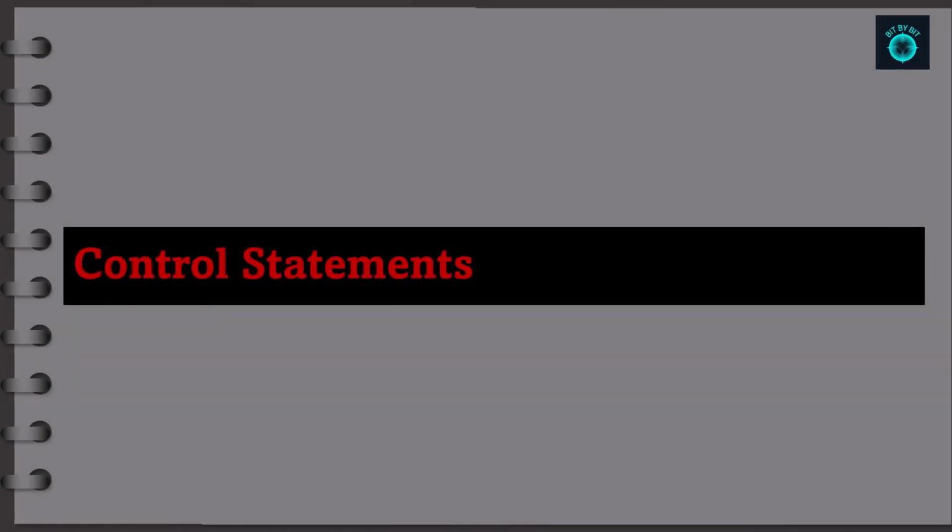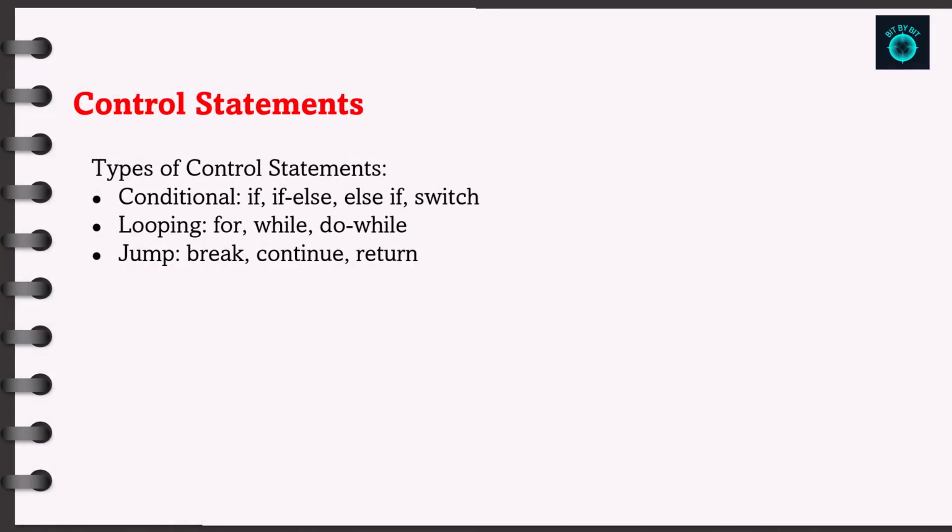Control statements. In this section, we will explore control statements in C++. Control statements allow us to make decisions, repeat actions, or jump to other parts of the code. There are three main types.